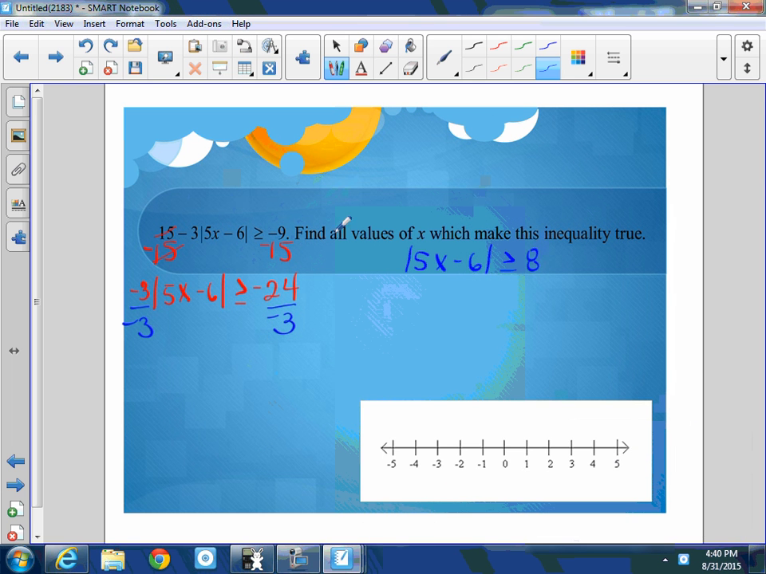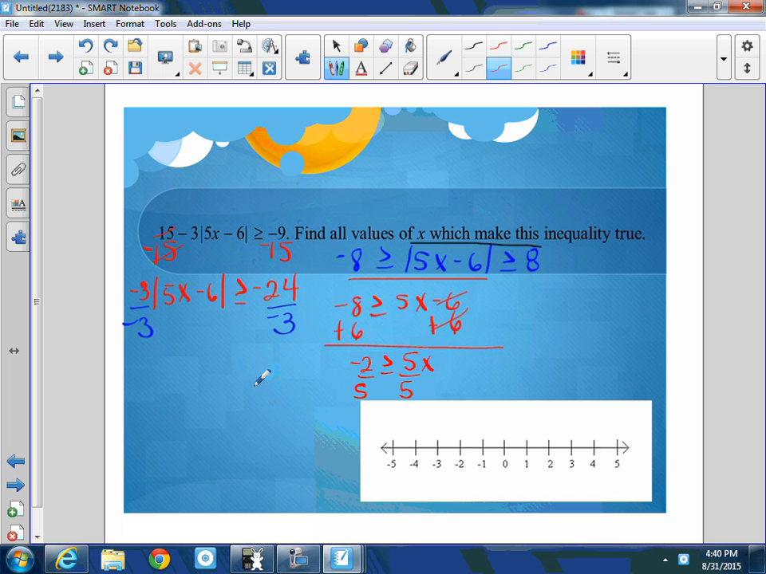All right, so now I'm going to put that 8 in the front as a negative 8, and it's going to be greater than or equal to the absolute value of 5x minus 6. So this is my first one, and that's my second one. First part and second part. I'm going to go ahead and do the first part first. Negative 8 greater than or equal to 5x minus 6. So I'm going to say plus 6, that's 0. Negative 8 plus 6 would be negative 2 greater than or equal to 5x.